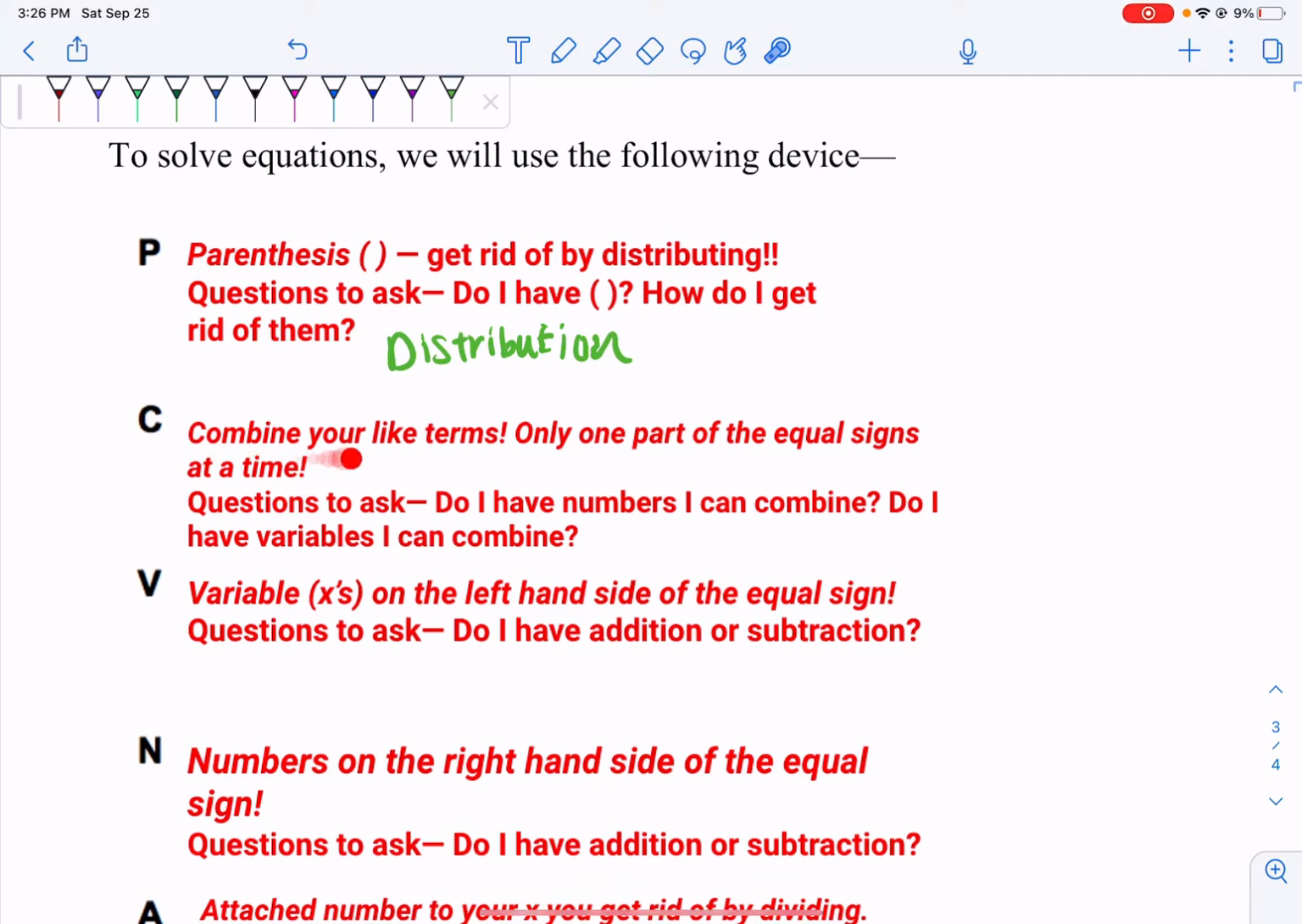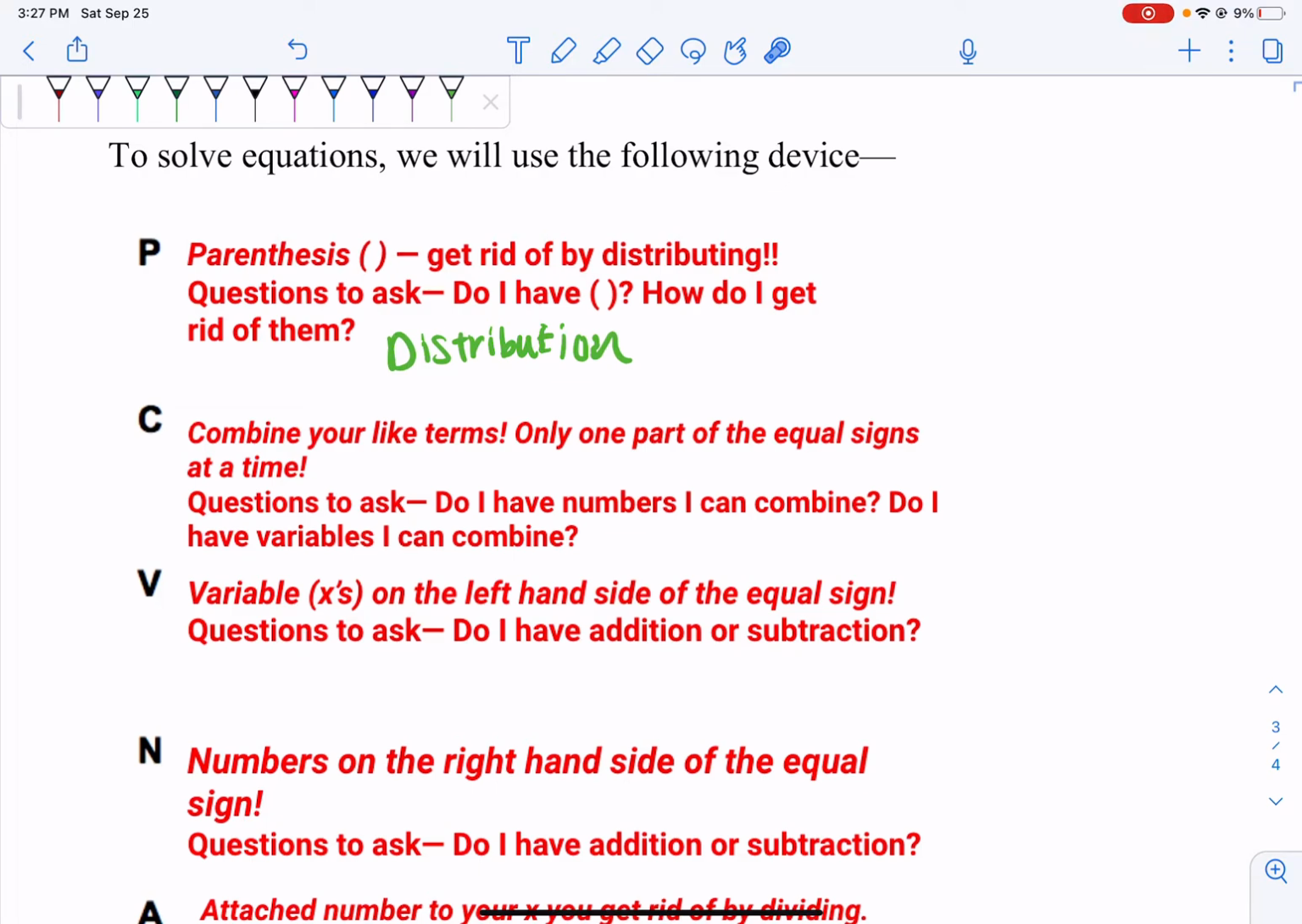The C stands for combine your like terms, and that simply means only one side of the equal sign at a time. So the questions you have to ask yourself are, do I have numbers that I can combine? Do I have variables I can combine? Since we're not solving multivariable equations, you're typically just going to have one variable, and you just go ahead and combine them, as long as they're on the same side of your equal.